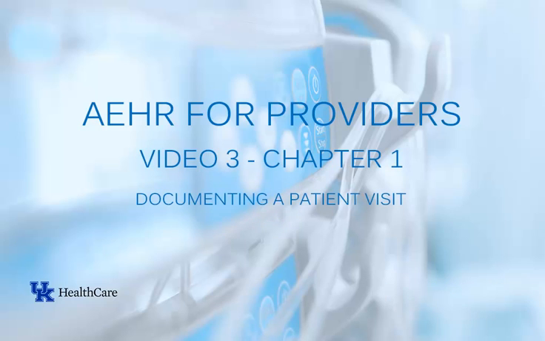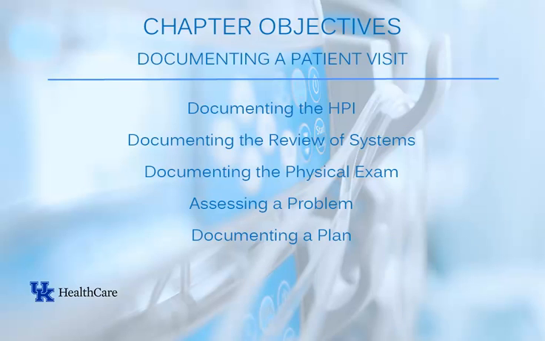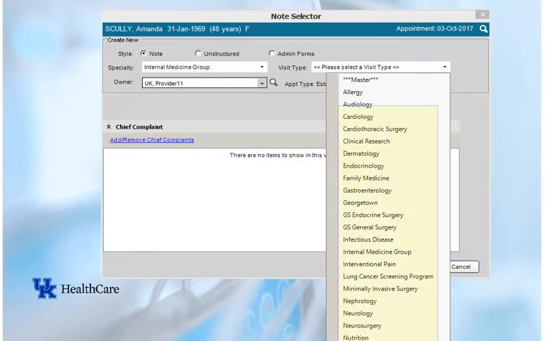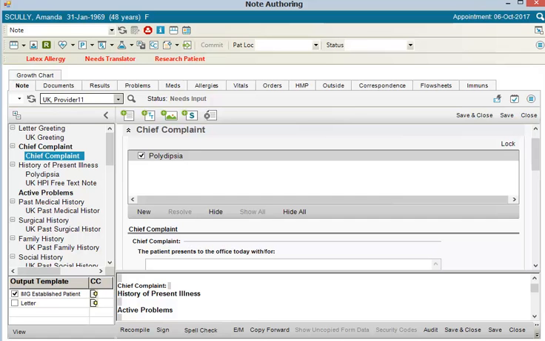This video is video number 3 in a series of 4 and is divided into a series of 5 chapters. This first chapter will introduce you to the process of documenting a patient visit in a note in AEHR. In this chapter, we will discuss methods for documenting the HPI, review of systems, physical exam, assessment, and treatment plan, among other topics. Every clinic has its own set of unique notes. This video will discuss the basics that should be included in most notes.